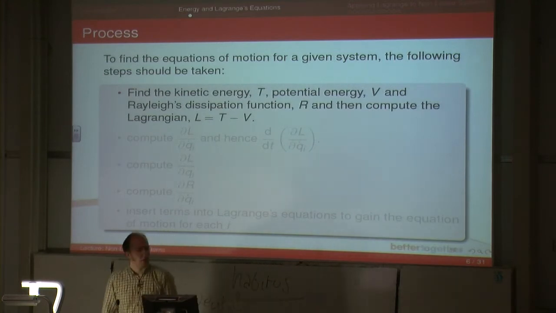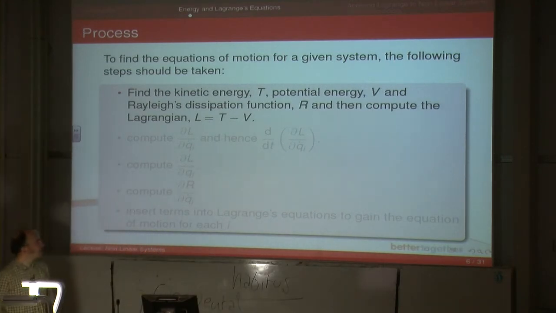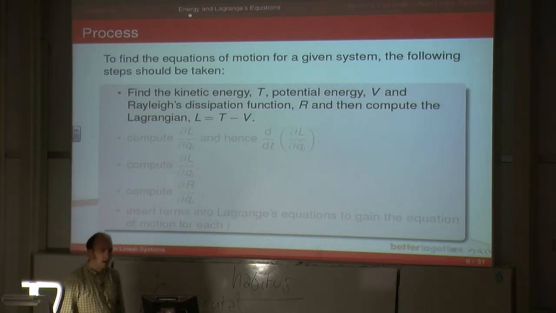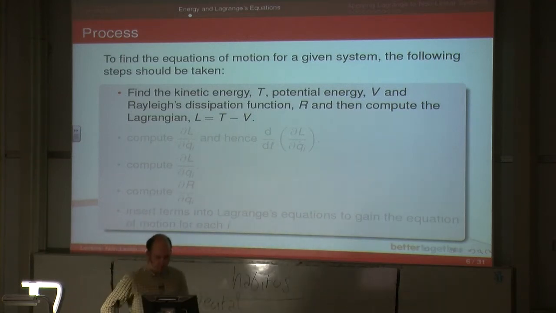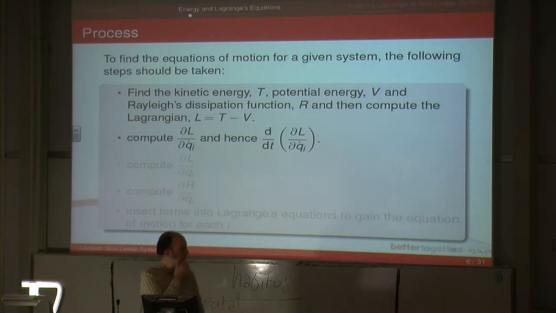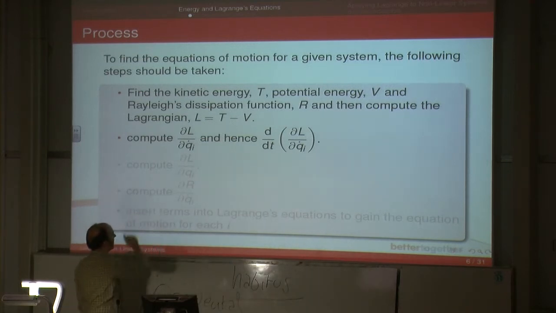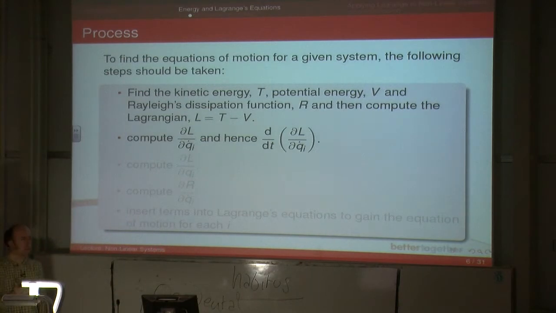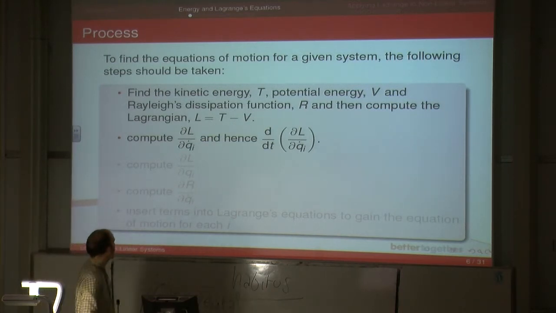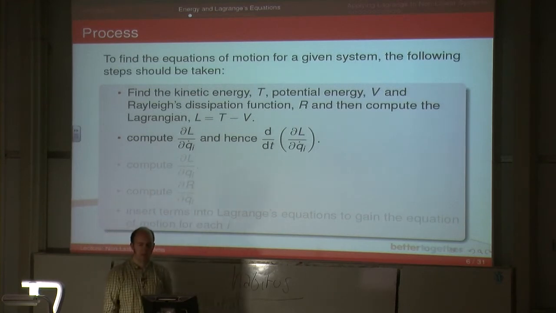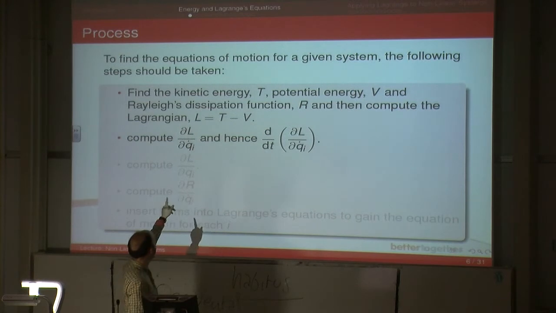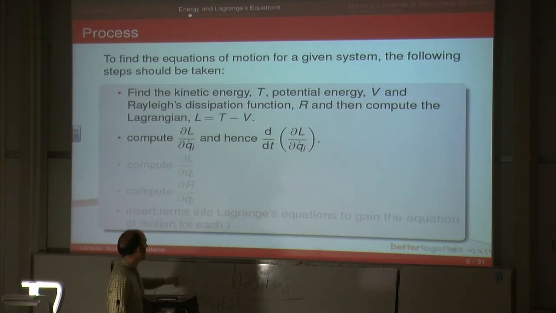So the process you go through is you find your kinetic energy, your potential energy, and your dissipation function R, and you compute the Lagrangian based upon T and V. You then take the derivative of the Lagrangian with respect to the variable you're interested in, that could be x or theta or whatever, but it's the velocity of that variable, theta dot or x dot. And then once you've got that, you then take the time derivative of that expression, and you get the first term in the Lagrangian equation.